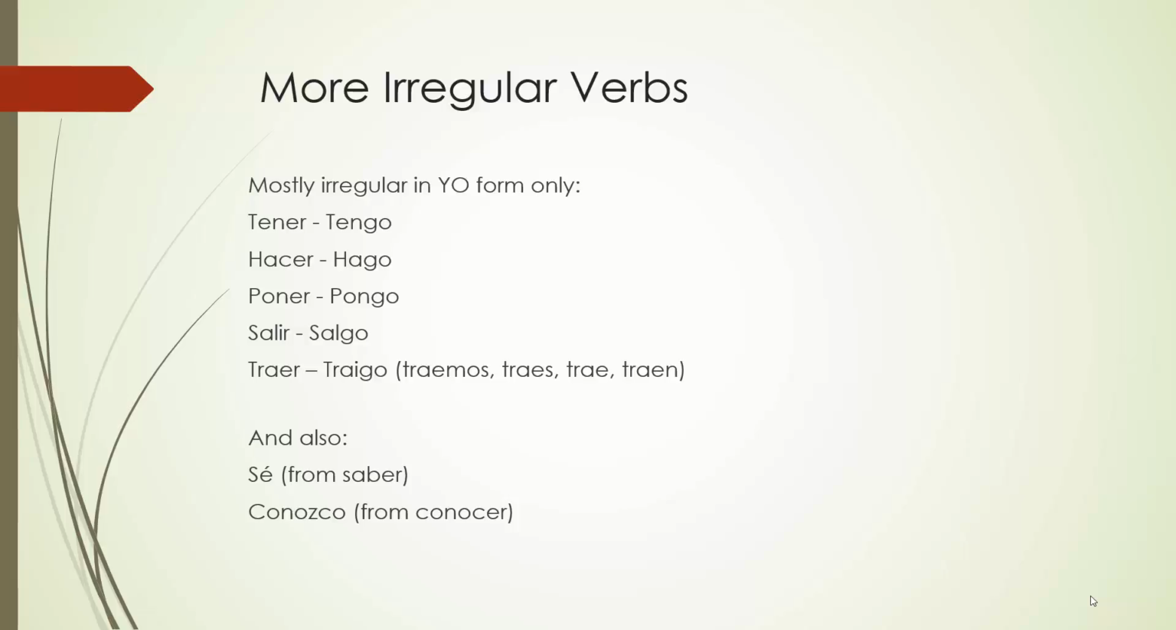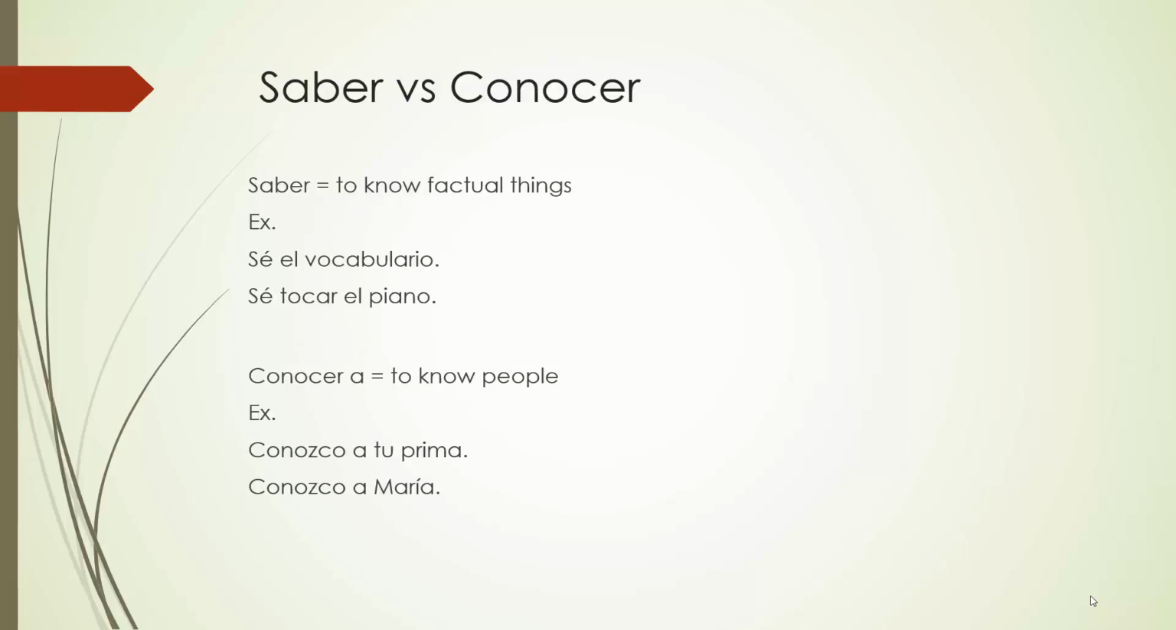And then we also have 2 verbs that are just completely irregular in their yo form. There are no other verbs in the language that are like them. Sé, from saber, I know. And conozco, from conocer, which also means I know. So if we have saber, which means to know, and conocer, which means to know, that implies there has to be a time to use one and a time to use the other. This one is way easier than ser and estar. Saber is to know factual things, like sé el vocabulario, I know the vocabulary, and sé tocar el piano, I know how to play the piano.